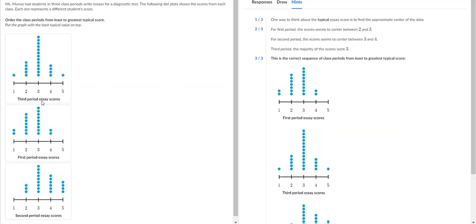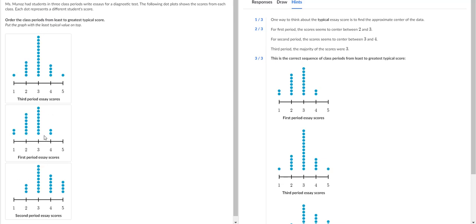So this shows test scores for third period, first period, and second period class. On all of these, you can see that people tended to score 3, which was a very typical score. Lots and lots of people scored 3 in third period. Lots of people scored 3 in first period, and lots of people scored 3 in second period. But we have to arrange them from least to greatest. So I'm going to have to look a little more closely.